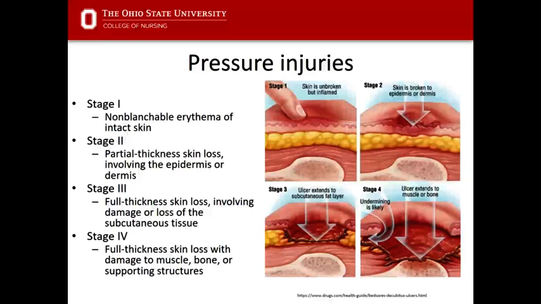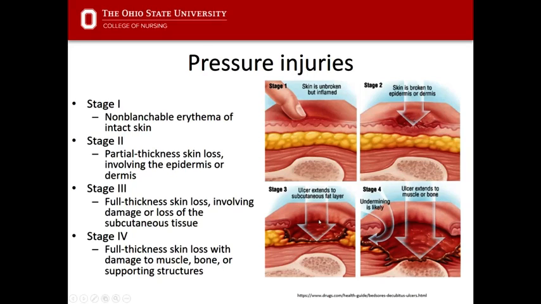So, stage one is a non-blanchable erythema of intact skin. You're going to see there's no break in the skin, but it is inflamed. You're going to see a bruise develop, and that's this right here. If you have darker skin, we may not be able to see that bruise as it is forming. So stage two is when there is a partial thickness skin loss. This is going to involve both the epidermis and maybe even down into the dermis as well. So stage one, no broken skin. Stage two, the skin has broken.